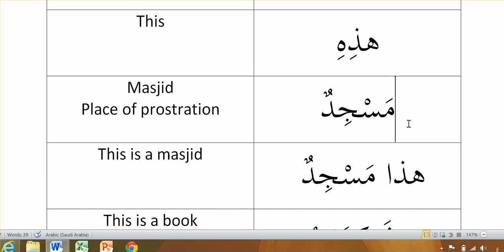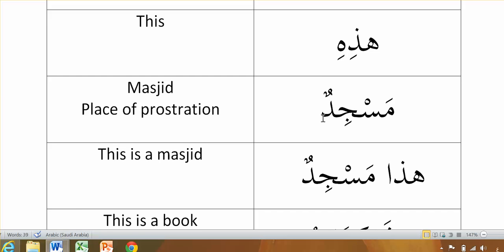Most asma, the plural of ism, will always have tanween dhamma at the end. See that? And you're not allowed to change that tanween dhamma to tanween fatha or tanween kasra, or one dhamma or one fatha or one kasra, without a reason. You have to leave it as tanween. So you say masjidun. Do you say hadha masjidin? La. You have to have a reason.